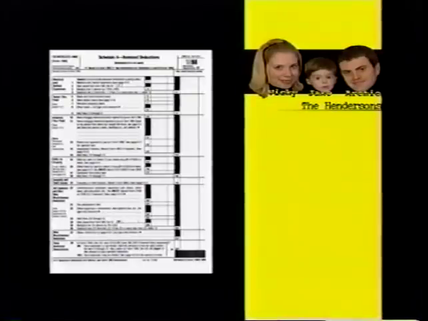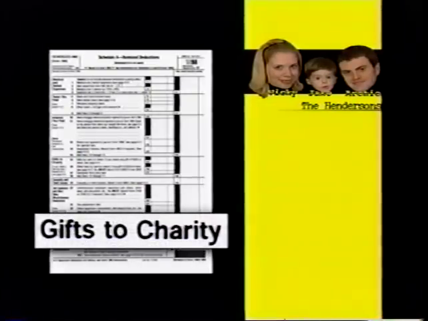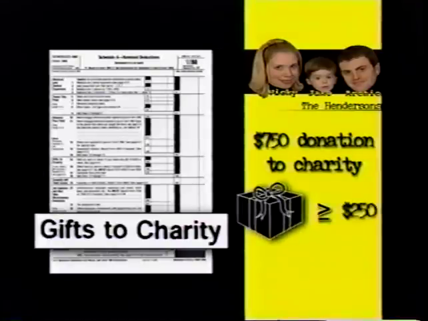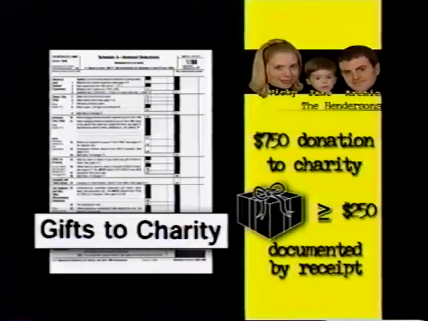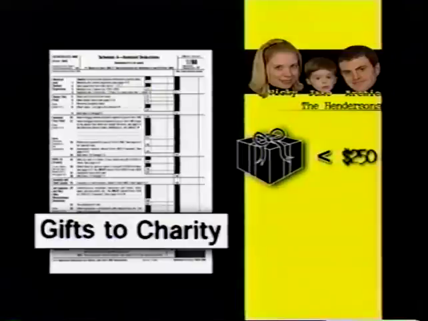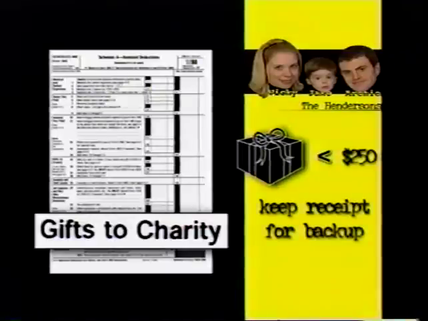Let's take a look at the next part of Schedule A, gifts to charity. The Hendersons made a donation of $750 to their favorite charity. Any gift of $250 or more, either cash or property, must be documented by a receipt from the charity. A canceled check won't do. For anything less than $250, it's good to have a receipt to back up your claim, but it's not necessary.